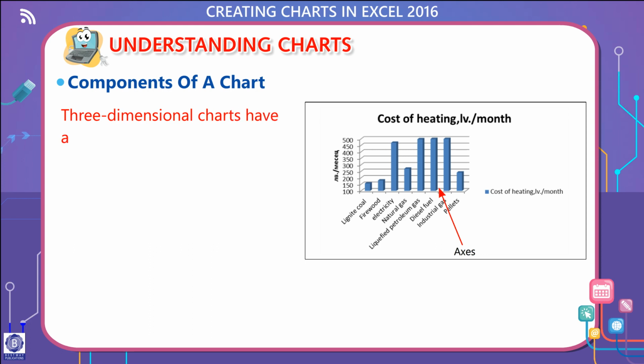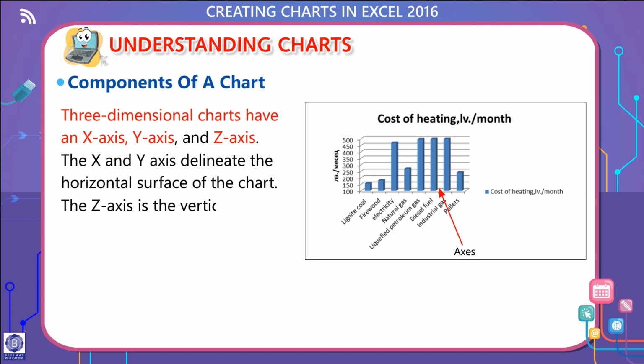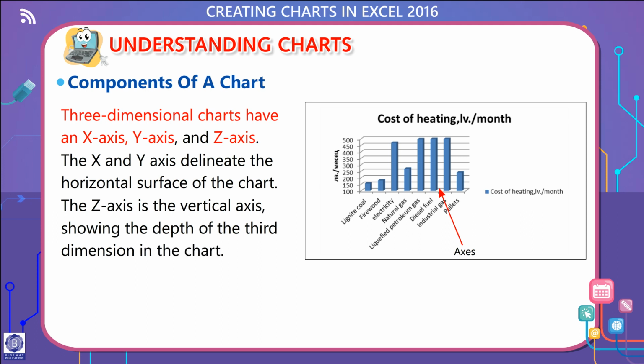Three-dimensional charts have an x-axis, y-axis, and z-axis. The x and y-axis delineate the horizontal surface of the chart. The z-axis is the vertical axis showing the depth of the third dimension in the chart.